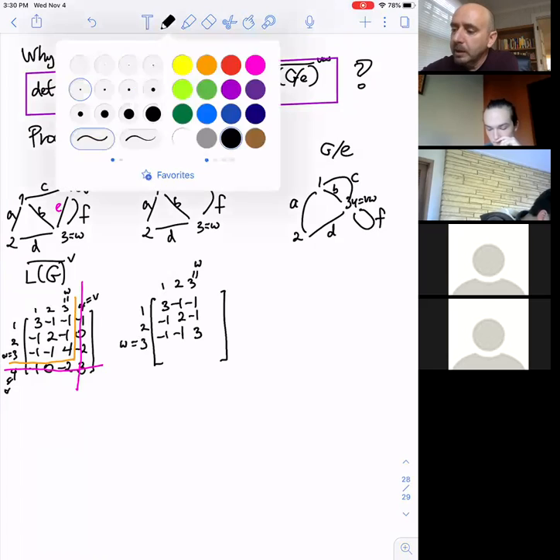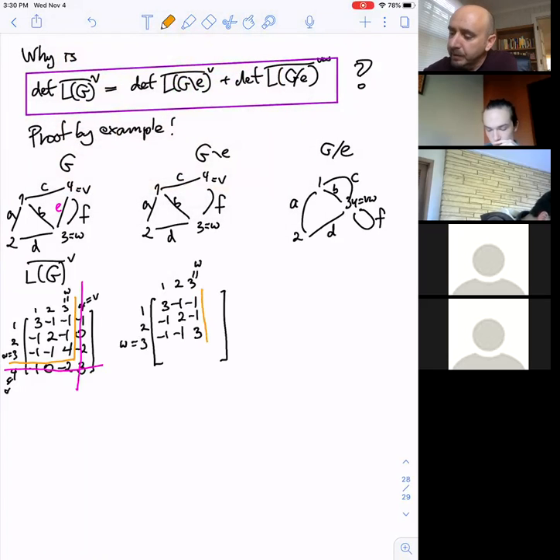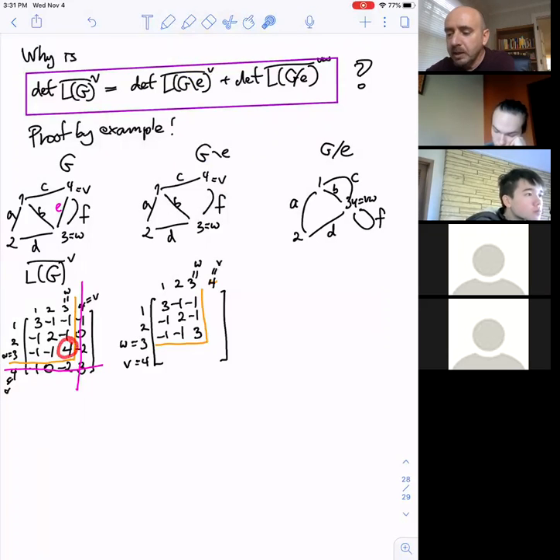So what am I claiming? That this stuff is in the part that we are not striking out. Whoop, didn't mean to do that. That's the V down there. That all these entries up here look almost exactly the same as this matrix. The one thing is that the valence of W went down because we removed the edge E that was incident to W.